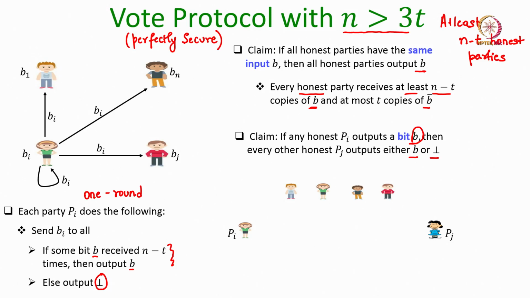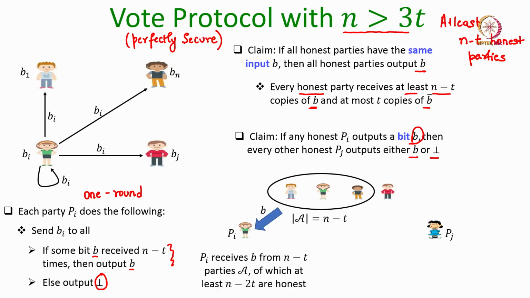Imagine there is the party Pi, and say the party Pi outputs the bit b. Since Pi outputs the bit b, that means in the protocol Pi would have received the bit b from a set A of at least n minus t parties, and among those n minus t parties at least n minus 2t are guaranteed to be honest. Now, those n minus 2t honest parties in the set A will also send b as their input to every other honest party Pj. So, consider another honest party Pj different from Pi, and let us see how many copies of b Pj will receive and how many copies of b prime Pj might receive, and what could be the possible output for Pj.